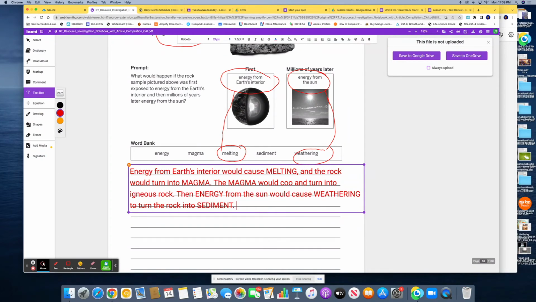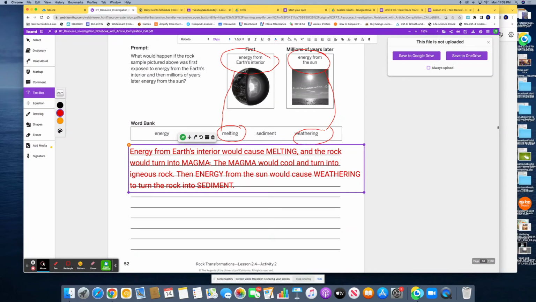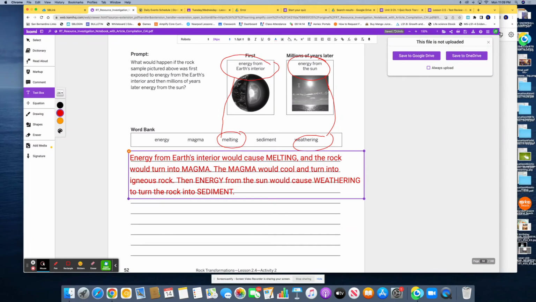All right, really quickly again. Energy from Earth's interior, so right here, would cause melting, and the rock would turn into magma. The magma would cool and turn into igneous rock. Then energy from the sun would cause weathering to turn the rock into sediment.